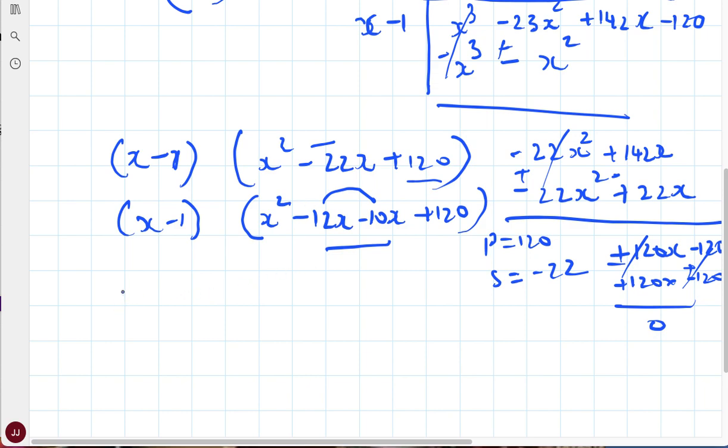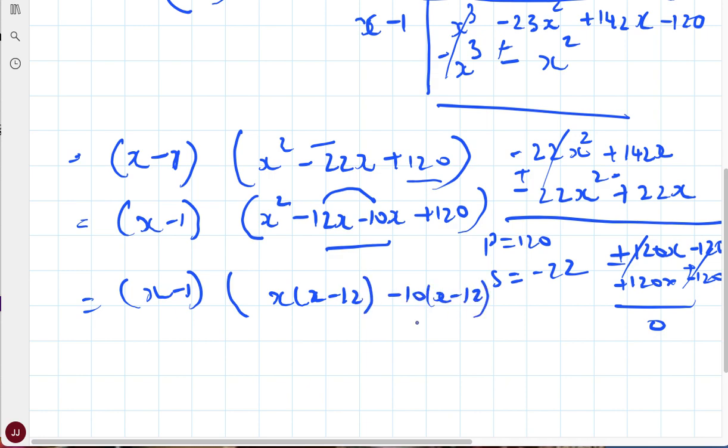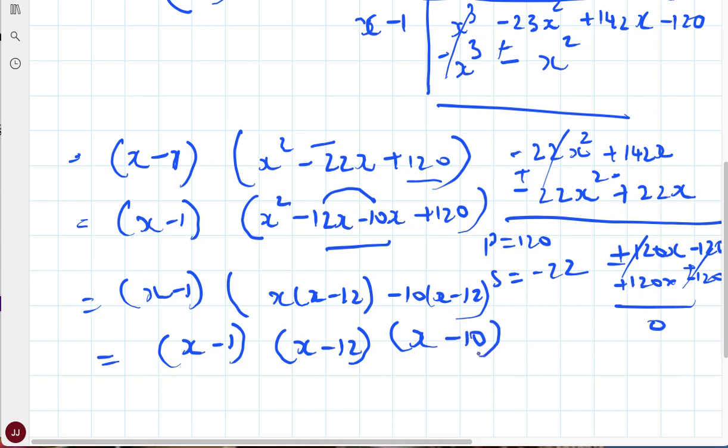Now this becomes x minus 1 into, we can split into x into x minus 12, minus 10 into x minus 12. So that will become x minus 1 into x minus 12 into x minus 10. So we have arrived at the factorization. This is the solution for the answer.